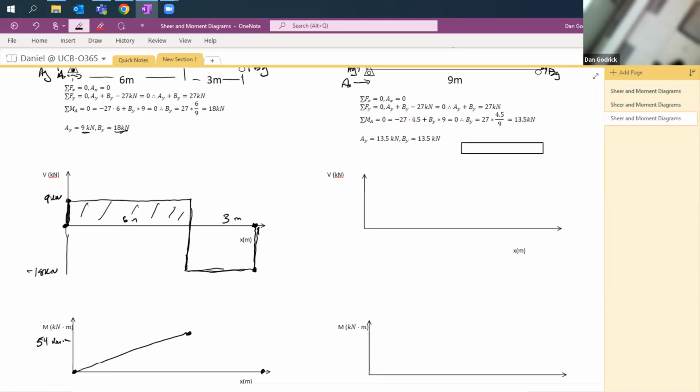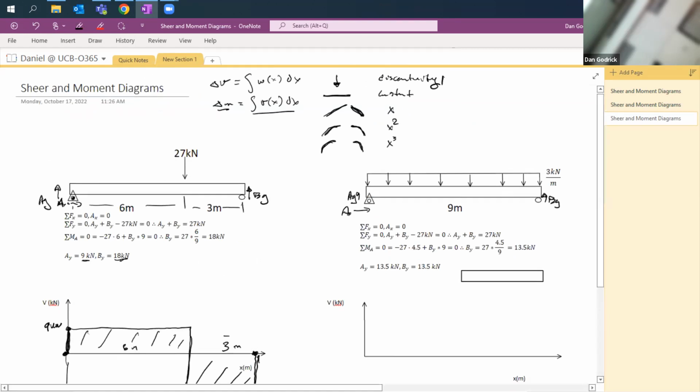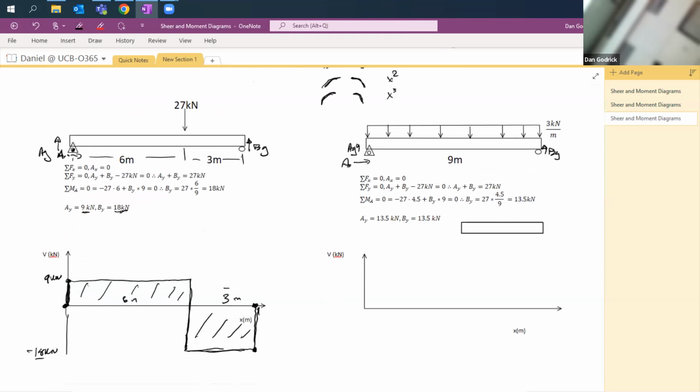And then we have a negative area that we add to this. Well, it's minus 18 times 3. Minus 18 times 3 is minus 54 kilonewton meters. And so we just come back down. So we can start to see how we have our discontinuity, and when we integrate that, we see some constants, some straight lines.